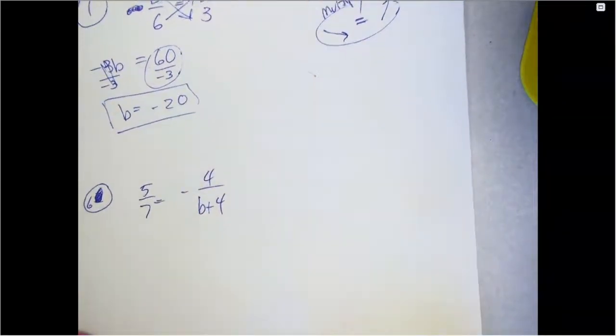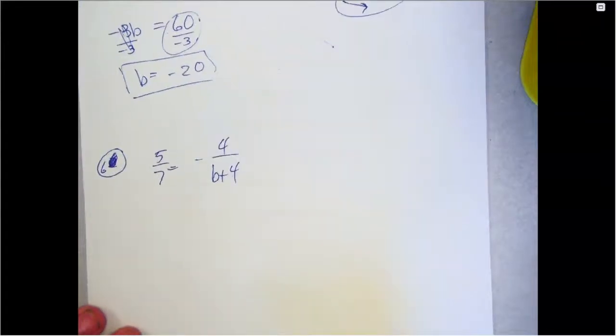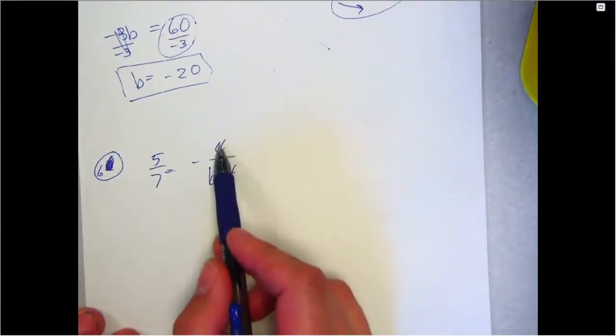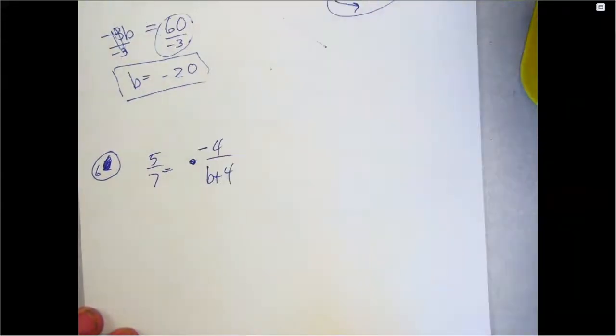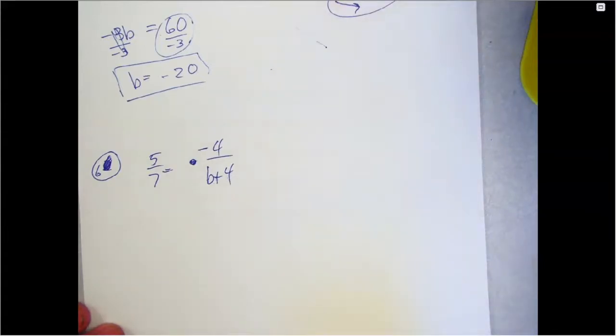Alright, number 6 gets a little bit more complicated because we've got a couple things in this fraction. Again, we've got a negative, and I get to choose where that goes. In a situation like this where I've got one thing on top and two things on the bottom, I want to put the negative with the simpler thing, the thing on top, because there's only one thing up there. It just makes my life a little bit easier.